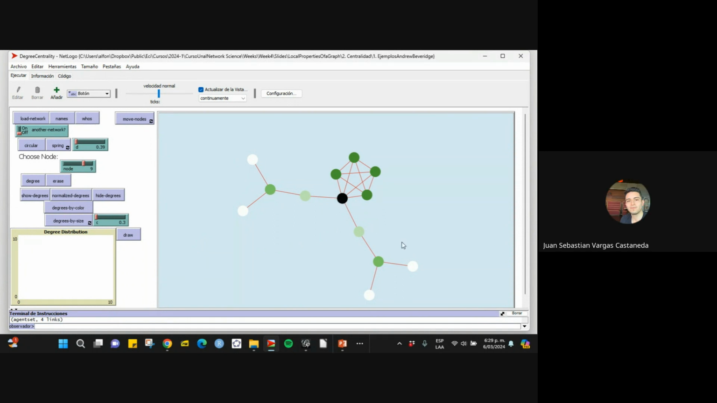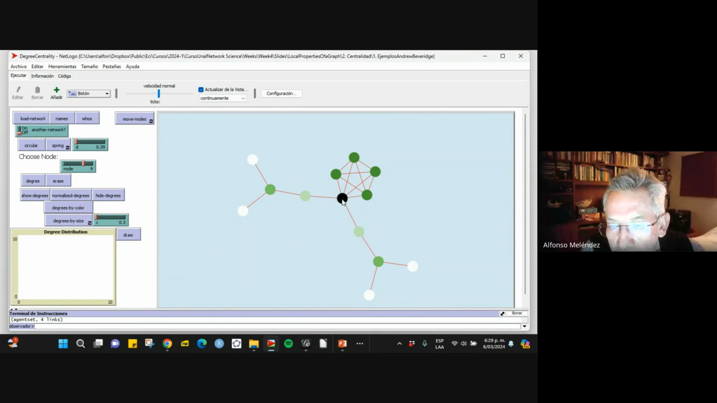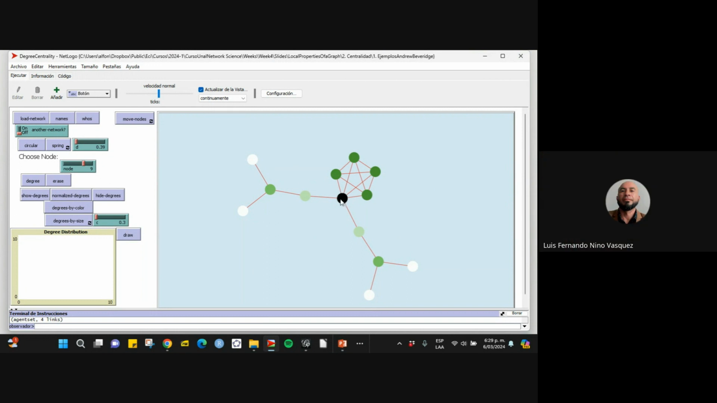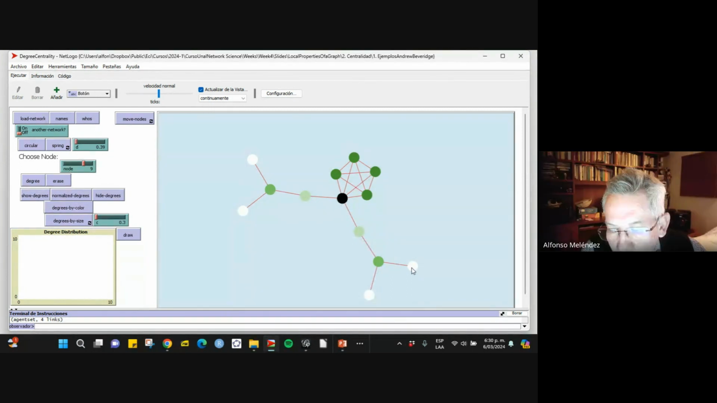It goes from black to white. Black are the nodes with most degree and white less degree. In a network that is big, for example, 50 nodes or 100 nodes, this visualization is very important because you at a glance could see a global distribution of the degrees.